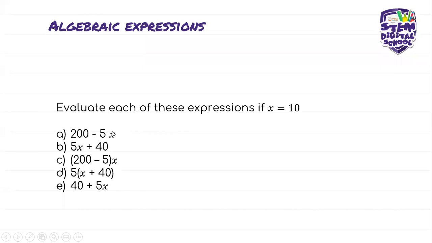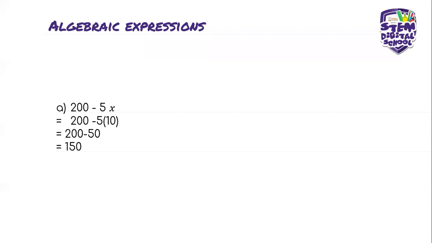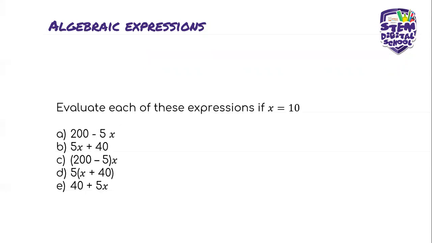But for now, we have just solved 200 minus 5x, and we said that the answer is 150. How did we find 150? We simply substituted the value of x, which is 10, and 10 times 5 gives us 50, and 200 minus 50 is 150. So the value of this expression, A, is 150. That's the value of the expression.